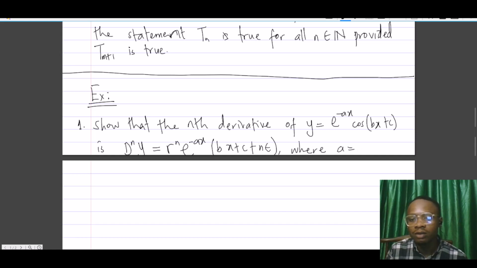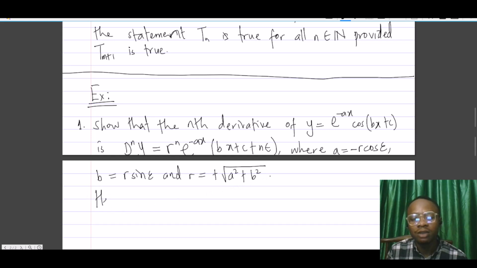a equals minus r cos epsilon. So let me correct that. A equals minus r cos epsilon, b equals r sine epsilon, and r equals plus the positive root of a squared plus b squared. So that is the problem.